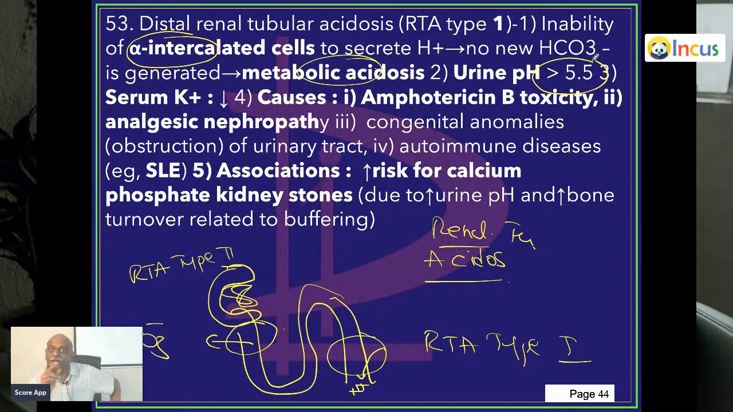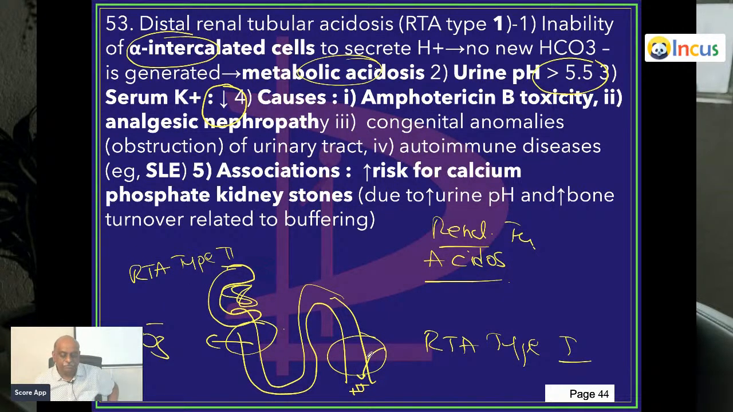Urine pH will be less, expected to be less than 5.5. But still, does the proximal tubule have a capacity to compensate that? Yes, right? So it is still compensatable because the proximal tubule is still functioning. Then how will serum potassium be in this?